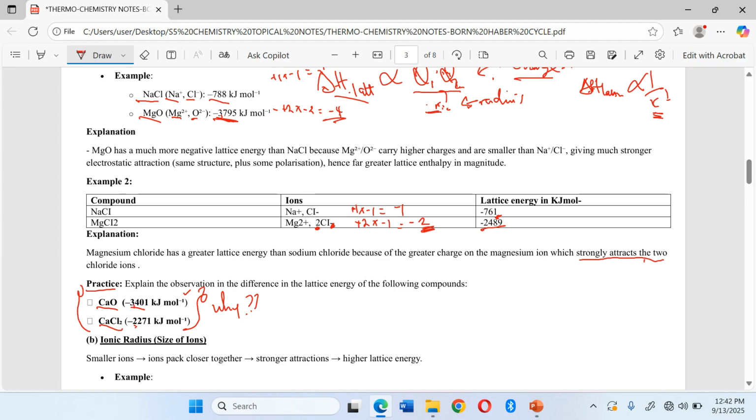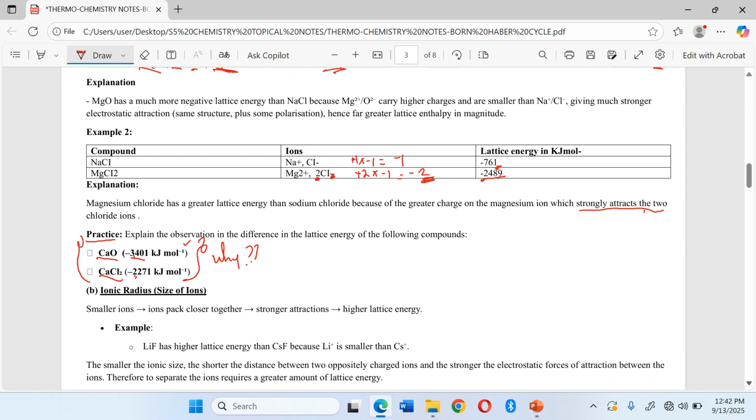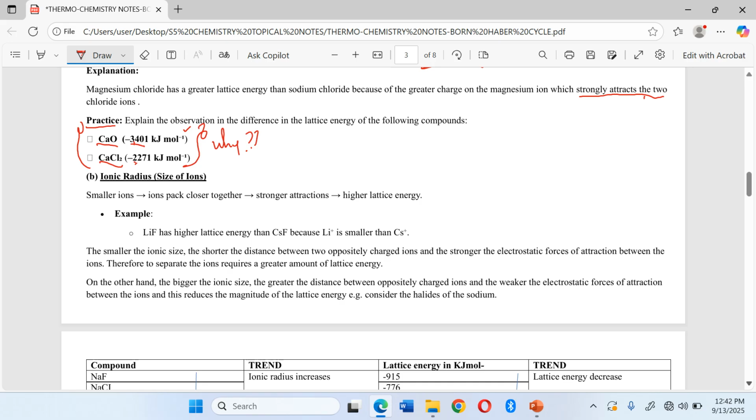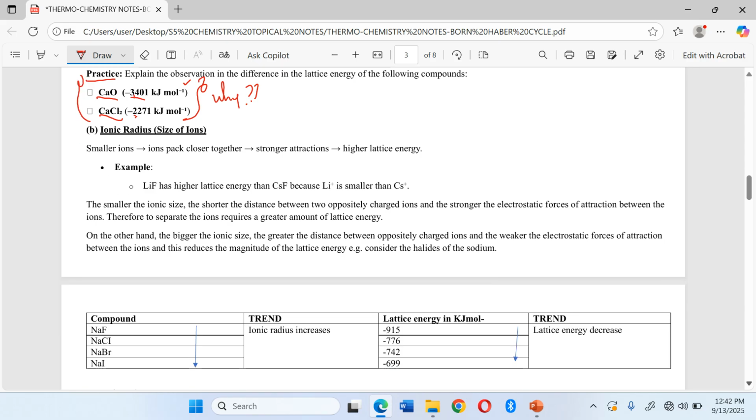Let's also go to another factor, that is ionic radius. In ionic radius, we are saying that the smaller the ions, the closer the ions pack together. If the ions are small, they pack closer together, and then the attraction is stronger and the lattice is higher.